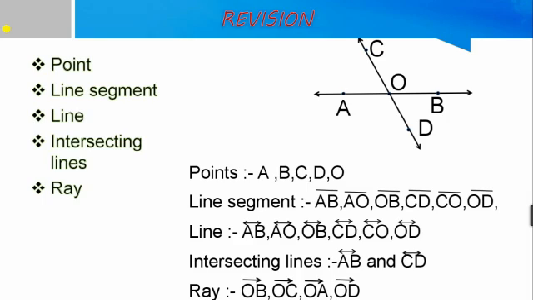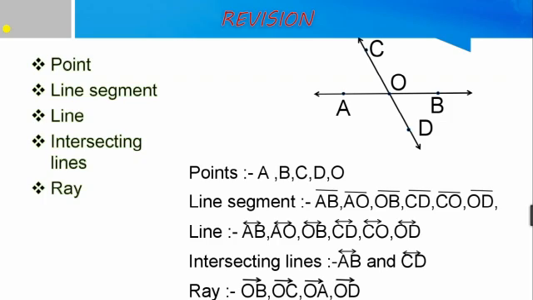We can start our revision. First term you learned from this chapter was point. A point determines a location. A point is usually denoted by capital letters. In the given figure we can see 5 points. They are A, B, C, D and O.